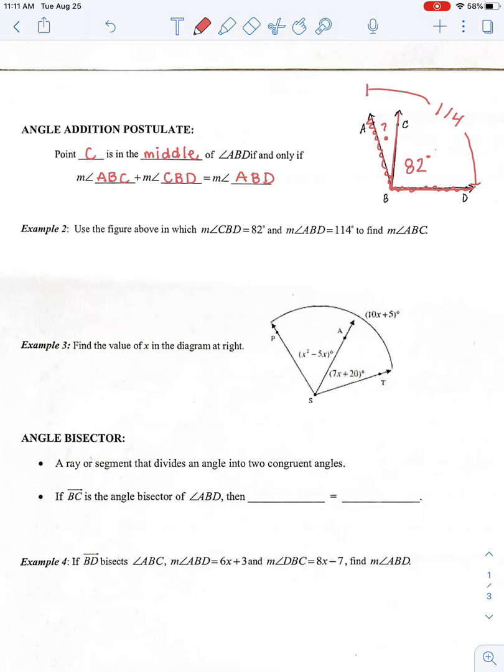So we can use this angle addition postulate we did before. We have the first part, ABC. Do we know what that first little part of that angle is? No, so we can just call that X. Plus, the other part of this angle is CBD. We know that is 82 degrees. Equals the whole big angle. Well, the whole big angle equals 114. We can easily solve this problem now. I can minus 82, and I figure that the angle is 32 degrees. So my final answer would be that the measurement of angle ABC is 32 degrees.